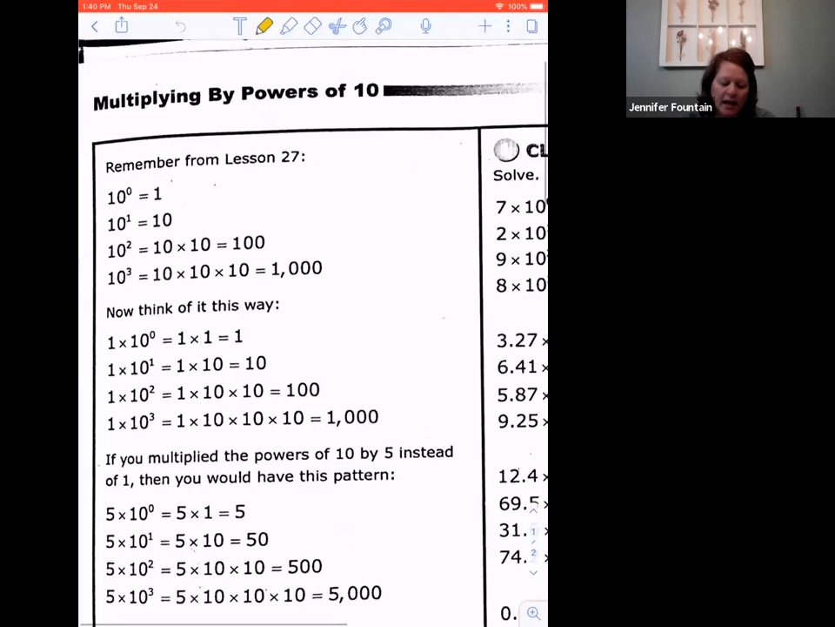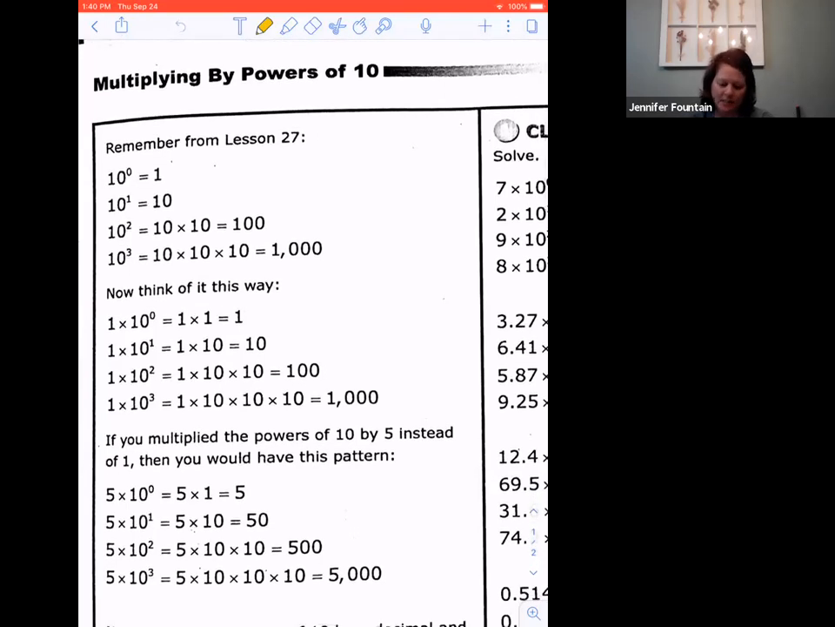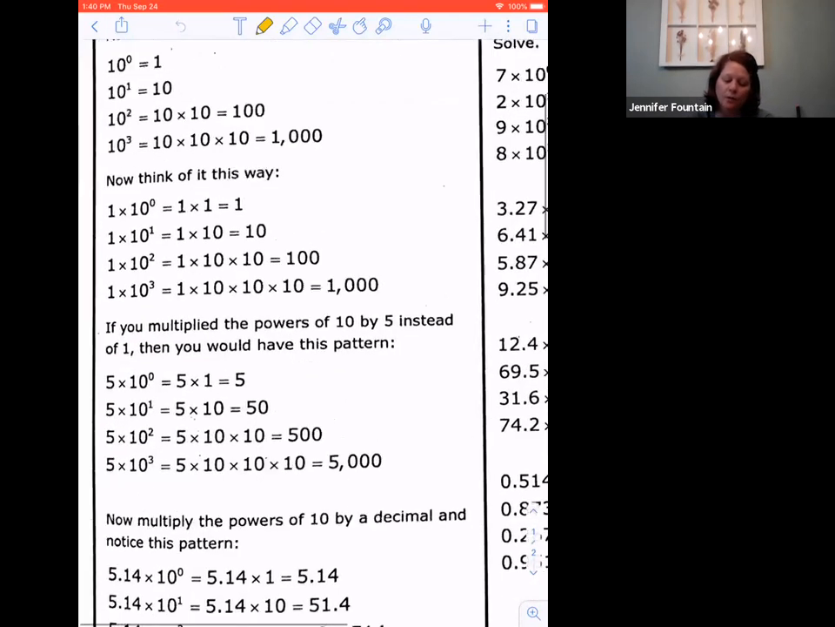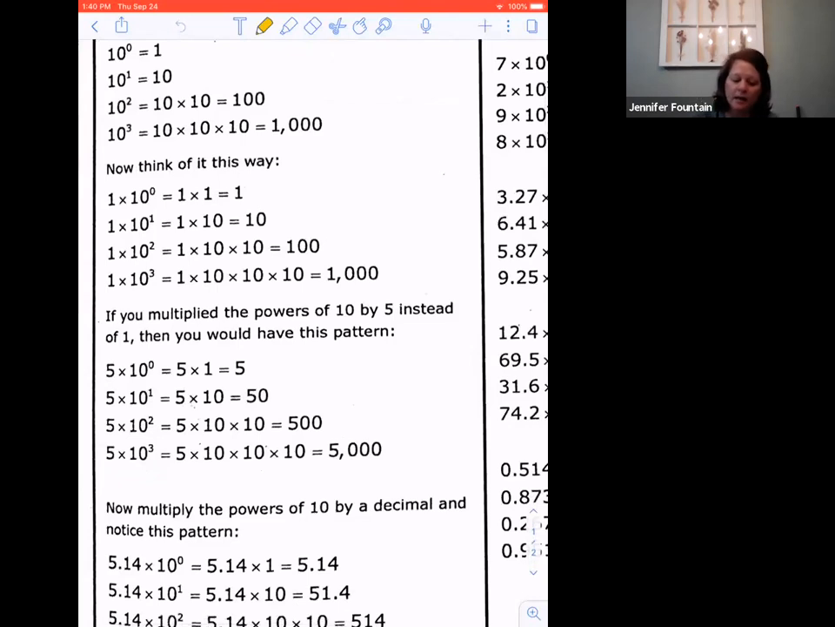If I multiplied 1 times 1, that would be 1. If I multiplied 1 times 10, that's 10. If I multiplied 1 times 10 times 10, that's 100. And 1 times 10 times 10 times 10 is 1,000. So if I think about it that way, then when I put in another number to multiply by, it helps me. So I can do 5 times 1 is 5. 5 times 10 is 50. 5 times 10 times 10 is 500. And 5 times 10 times 10 times 10 is 5,000.